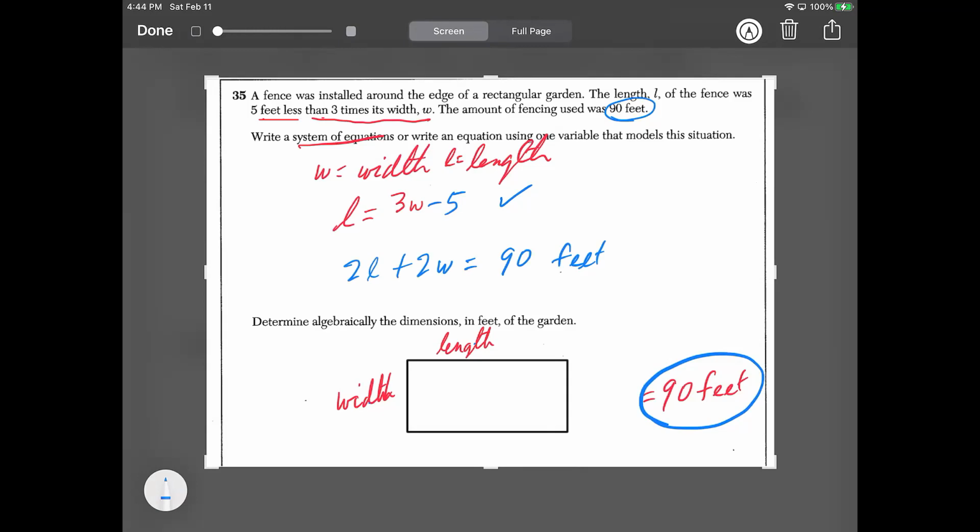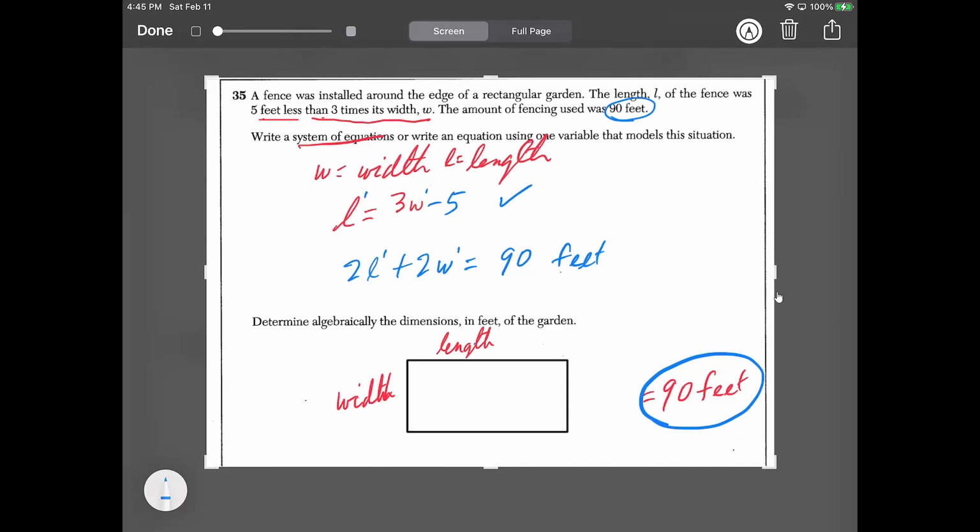Here's what I would do. Now we can use the calculator. We've got L equals 3W minus 5, and we've got 2L plus 2W equals 90. So let's go to the calculator, and we've got a system. These are linear equations, by the way, because the highest exponent on any of the variables is a 1. This is a 1, this is a 1, this is a 1, this is a 1. When the highest exponent is a 1, it's a linear equation.